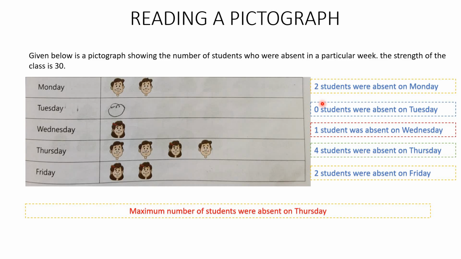And maximum number of students were absent on Thursday. Now what does it mean? That means out of all the days, the maximum number of students were absent on Thursday, that is 4 students. On the rest of the days, there were 2 or 1 student absent. But on Thursday, there were 4 students absent. So that means the maximum number of students were absent on Thursday. This is how we read a pictograph given to us.